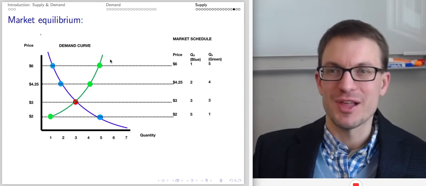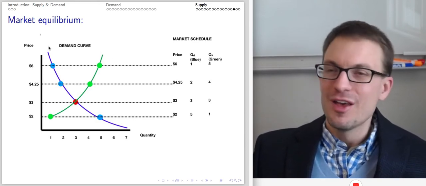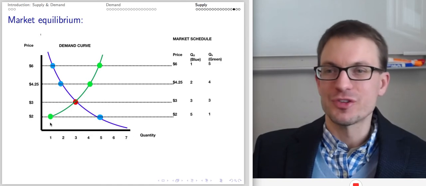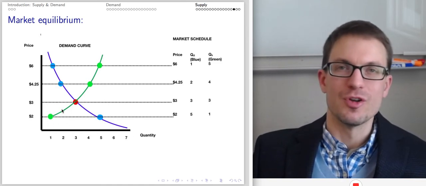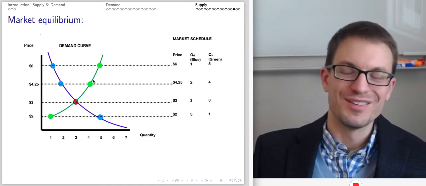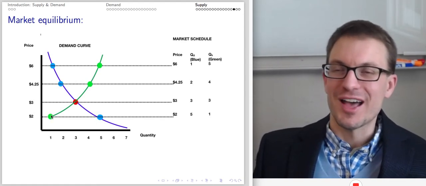I did not label supply curve. There should be no confusion. All demand curves that we're going to see are downsloping. All supply curves that we're going to see are upsloping, or horizontal. We'll discuss that in slides to come.